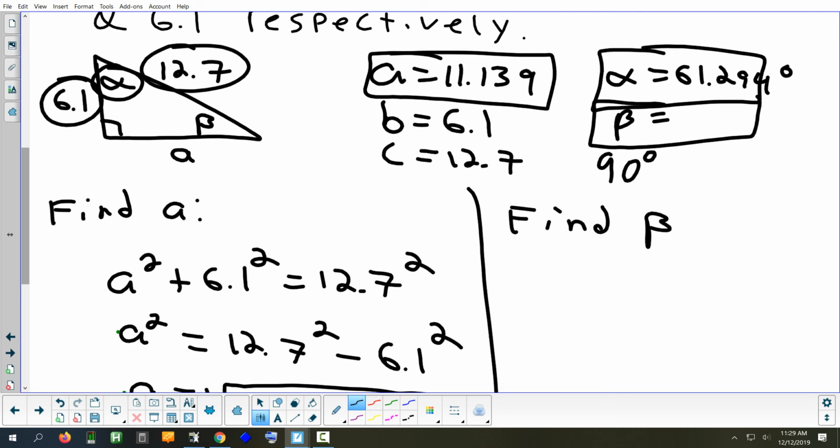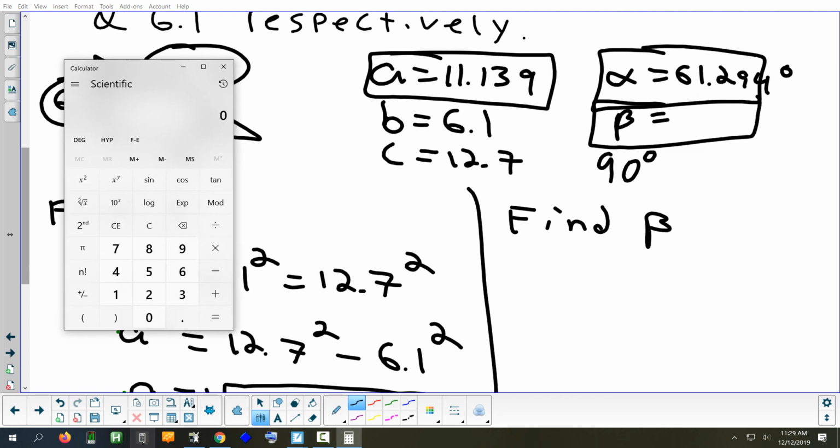Now, if you were running out of time and you only had 15 seconds left before the bell was going to ring, you could do 90 minus 61.294. If you do that, you get 28.706, and you're hoping you didn't make a mistake with alpha. Keep that number in mind, 28.706.